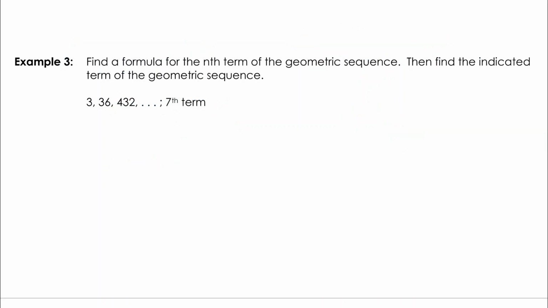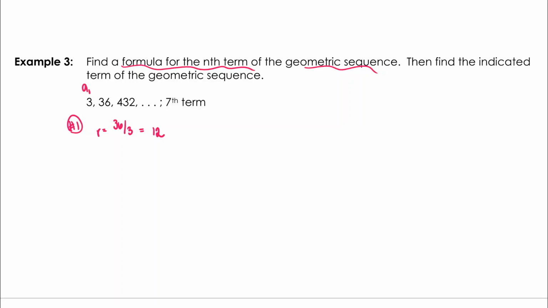Notice on example 3, they're asking us to find a formula for the nth term of the geometric sequence, and then find the indicated term. This one's actually pretty straightforward because they're giving us the sequence. Firstly, we want to find the r value, and they already tell us that it's geometric, so I don't have to do a bunch of guessing and checking. I can just go right to the fact that the common ratio here would be found by taking a sub 2 over a sub 1, and that gives me 12.